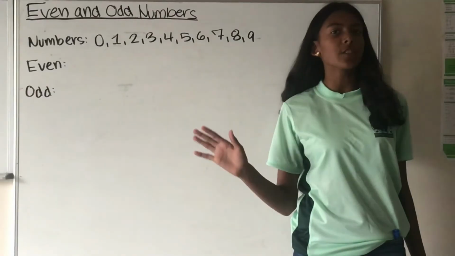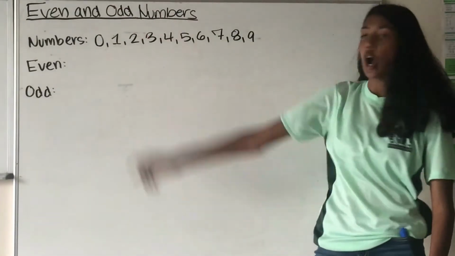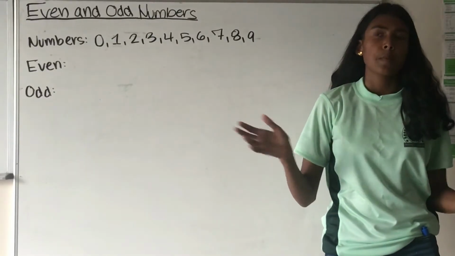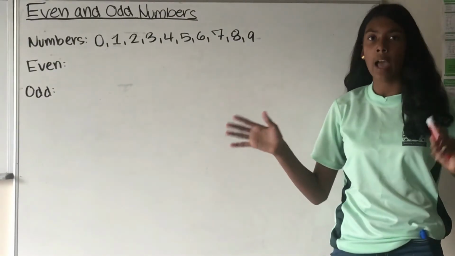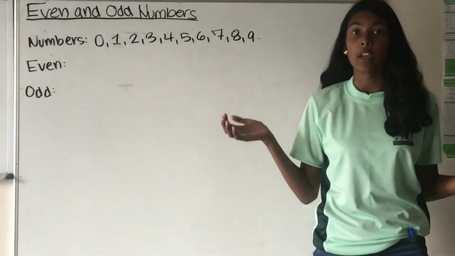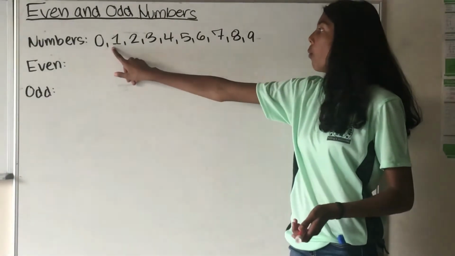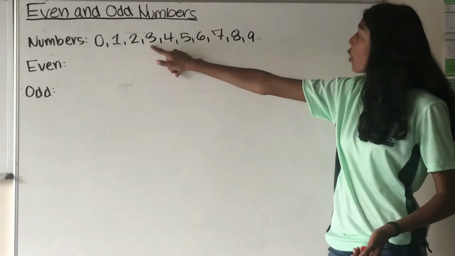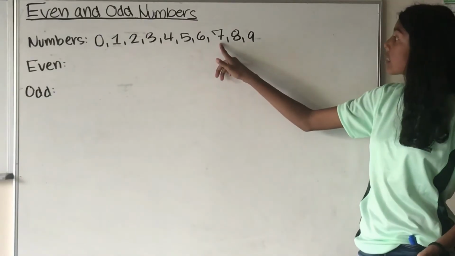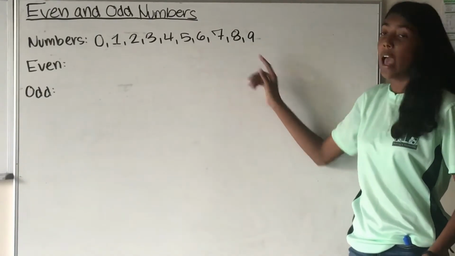So our final topic today is going to be the even and odd numbers. So what are the even and odd numbers? Before we get to that, let's recap on saying all the numbers from 0 through 9. You can say it with me if you want. 0, 1, 2, 3, 4, 5, 6, 7, 8, and 9.